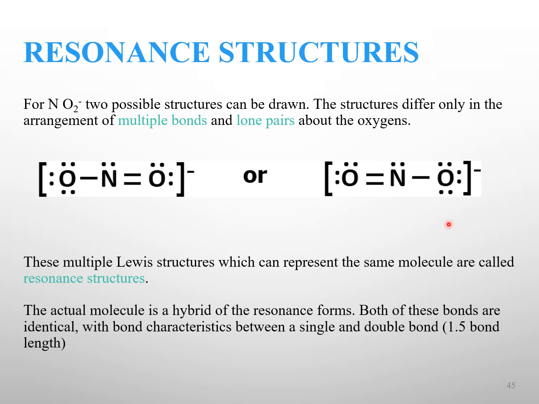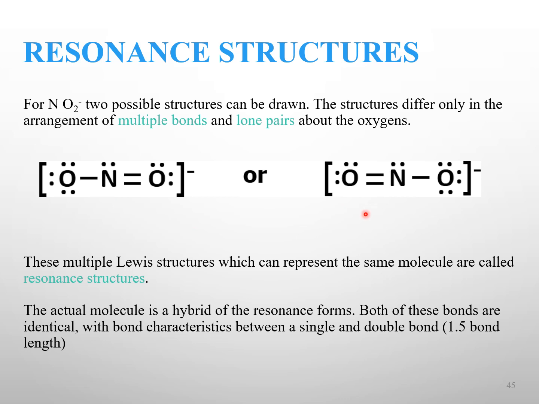If you were to crystallize NO2 negative, you would see that the bonds between N and O and N and O are identical. It's not half the time a double bond here and half the time a double bond there, and that's not the real structure. The real structure has two identical NO bonds, each with a character between a single and a double bond, a hybrid of our resonance structures.